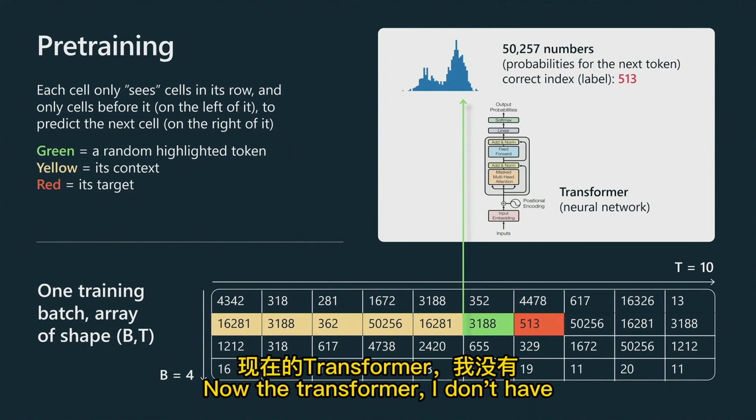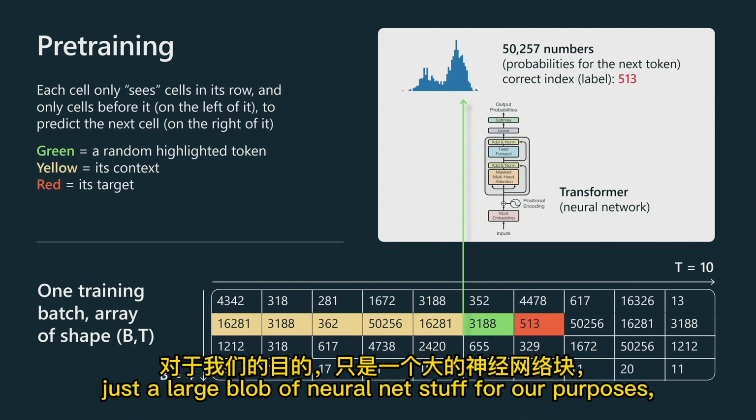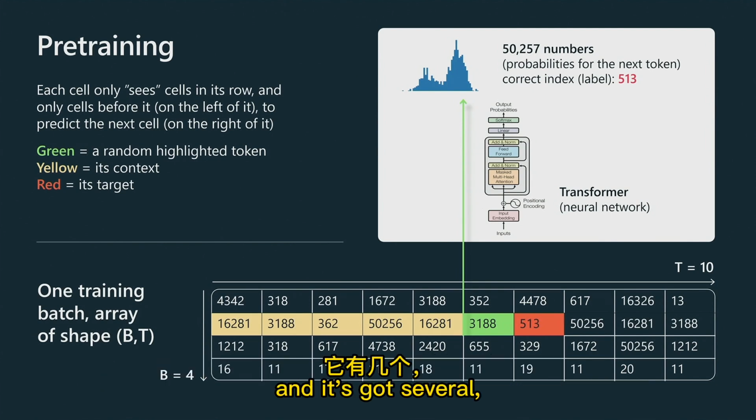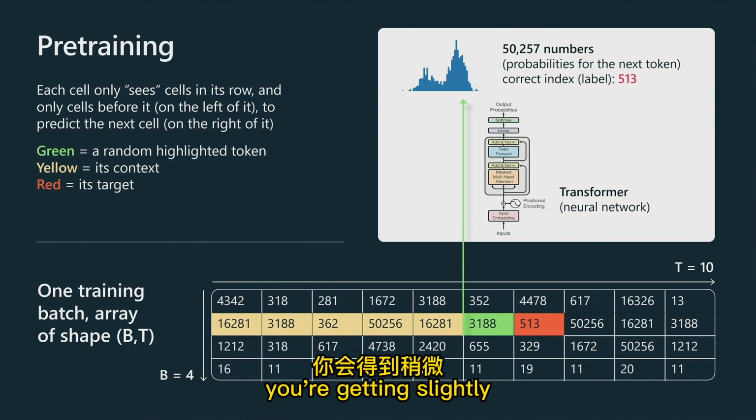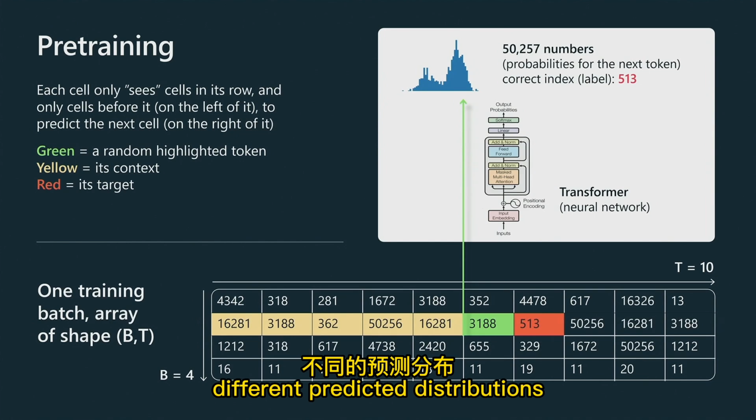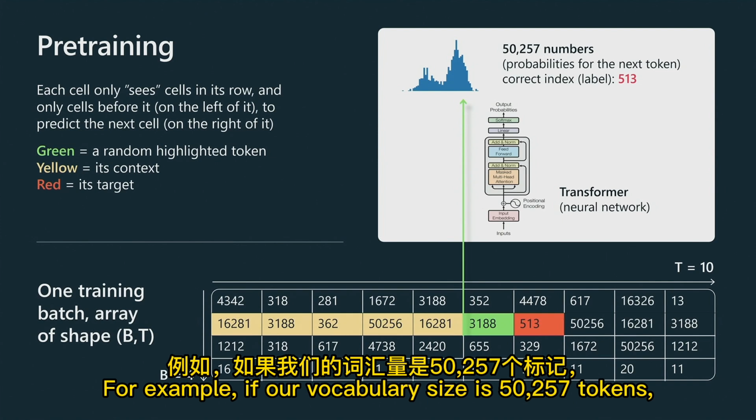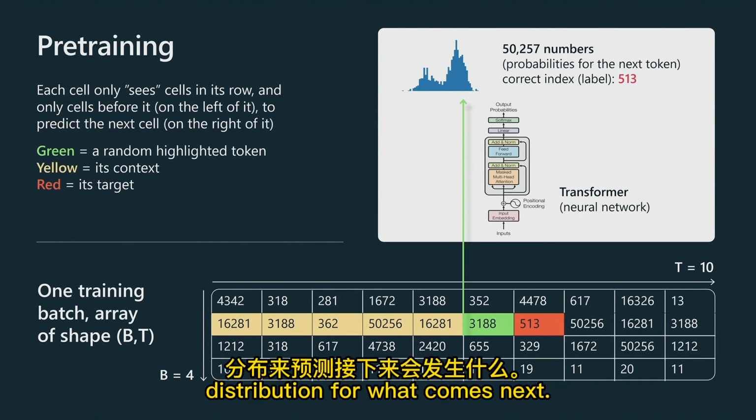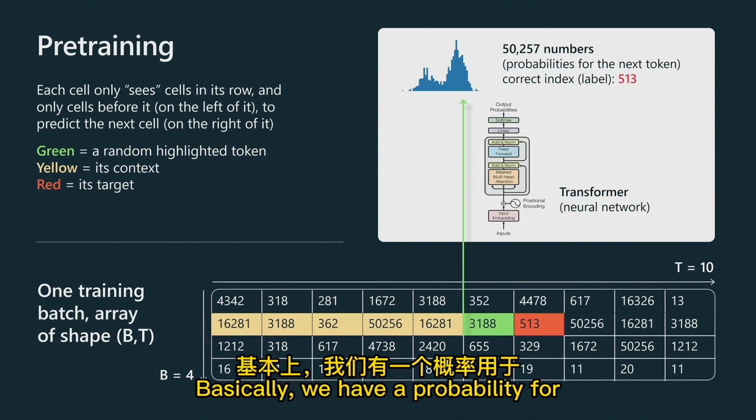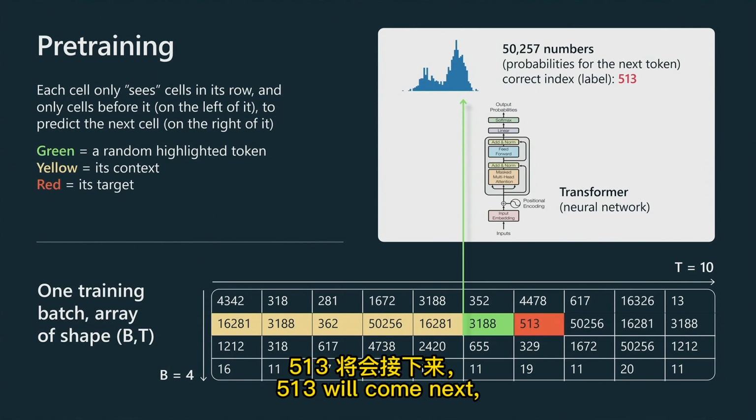Now, unfortunately I don't have much time to go into the full details of this neural network architecture. For our purposes, it's just a large blob of neural net stuff, typically with several 10 billion parameters or so. And of course, as you tune these parameters, you get slightly different predicted distributions for every single one of these cells. For example, if our vocabulary size is 50,257 tokens, then we're going to have that many numbers, because we need to specify a probability distribution for what comes next. So basically, we have a probability for whatever may follow. In this specific example, for this specific cell, 513 will come next.